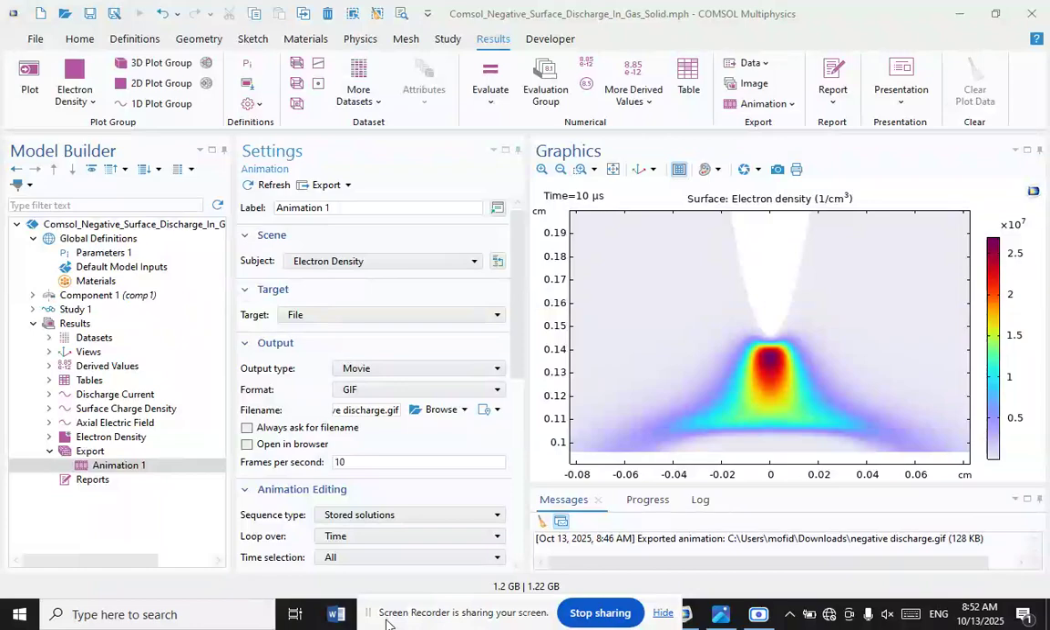The next one is electric field. A high electric field at the surface is the primary driver for the discharge. When a streamer approaches the cathode, the electric field intensity increases, further accelerating its development.